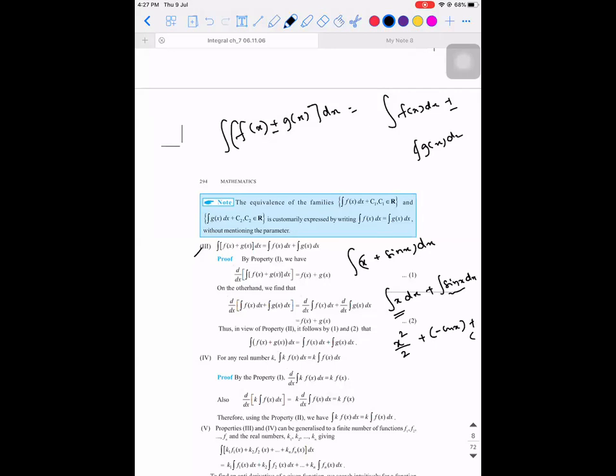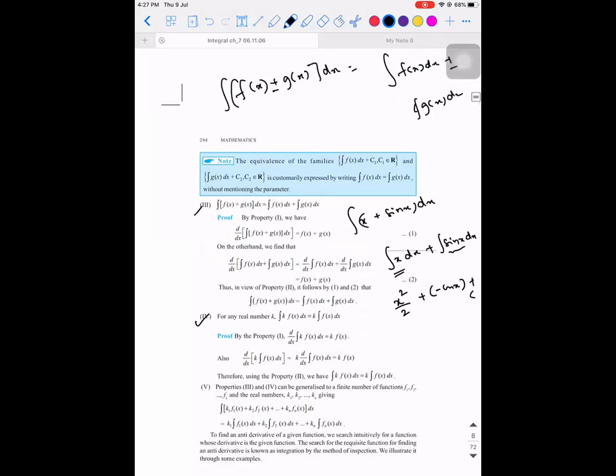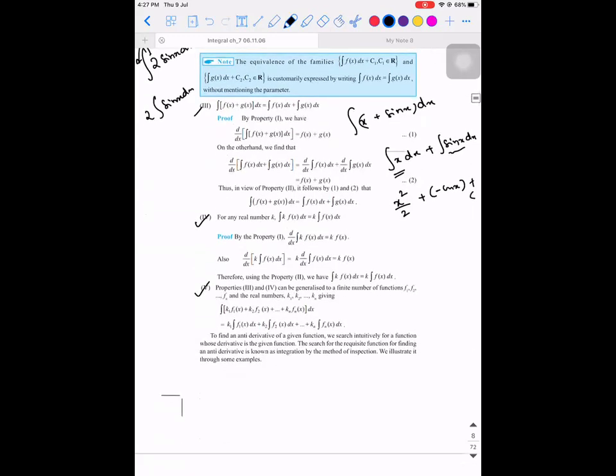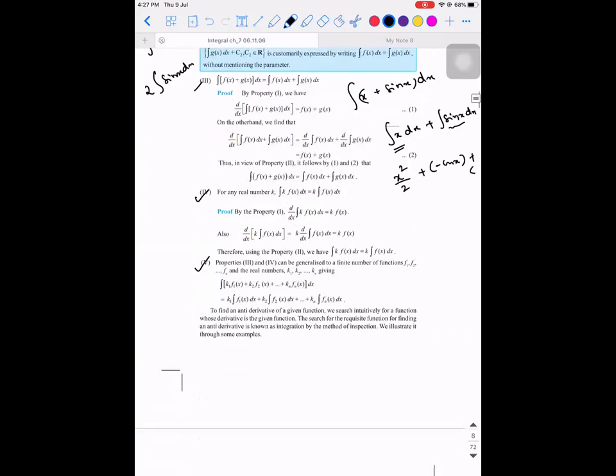Okay. Similarly, if you have any real number multiplied with a function, let's say you have a question like the integral of 2 sin x dx, then you can take 2 out of the integral. This has been the common property for every operand. So you take 2 outside, 2 into the integral of sin x dx, which will be 2 into minus cos x plus c. That's what this property says. So this is a combination of the third and fourth property.